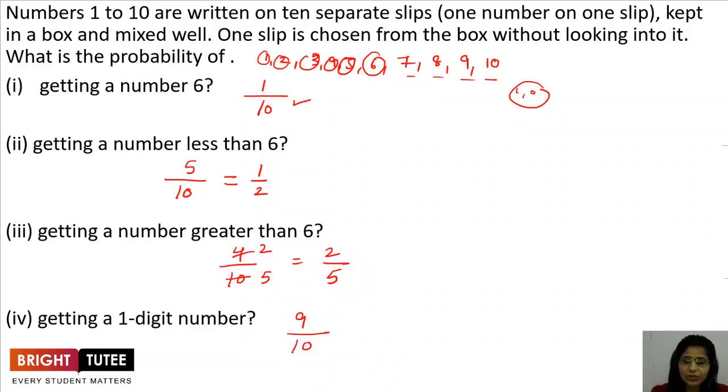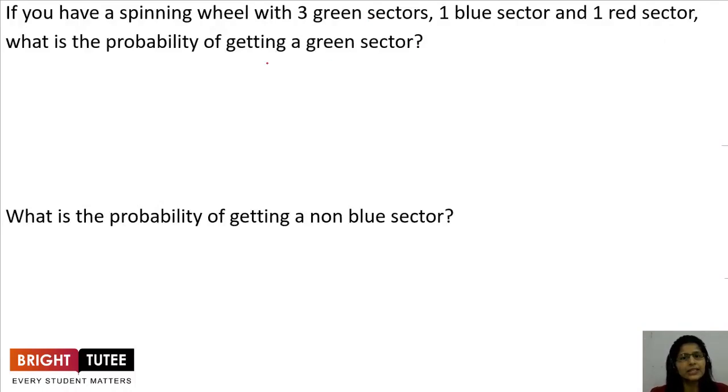Now let us move to the next one. It is saying that if you have a spinning wheel of 3 green sectors, 1 blue sector and 1 red sector.